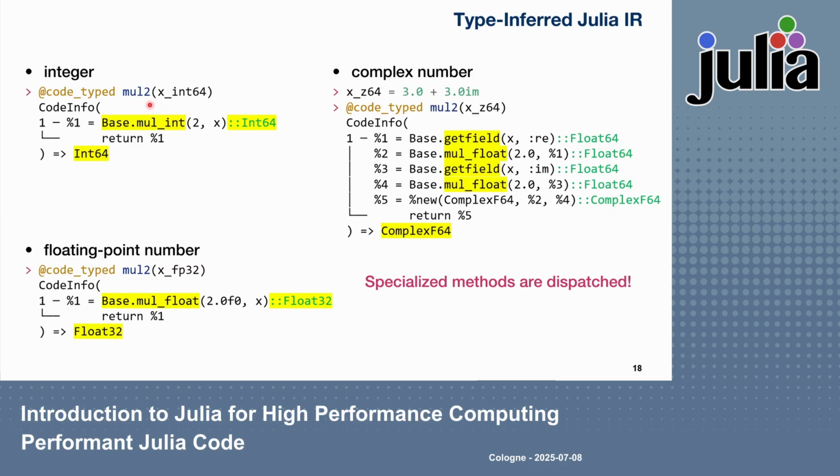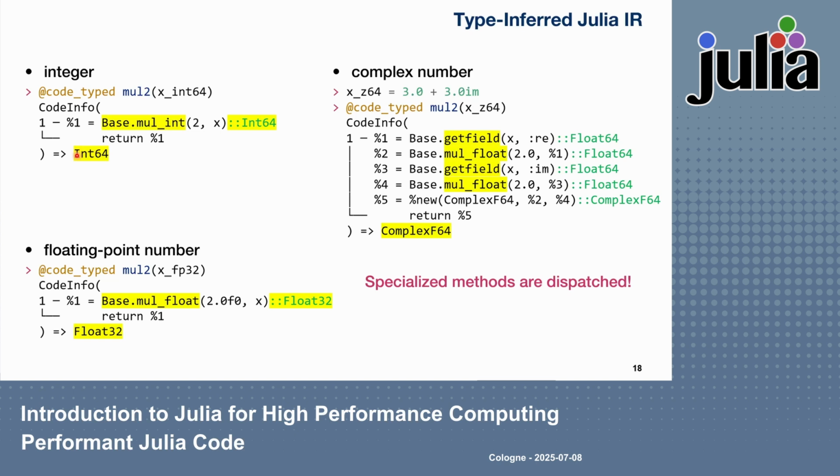Julia IR. This function, multiply by 2. If the input argument is an integer, here it's a 64-bit integer, you will see the really triggered typed function is multiply by integer, right? See, with this laser pointer, it is a multiply by an integer by 2. And the return value of this function is Int64, as you can also see here.